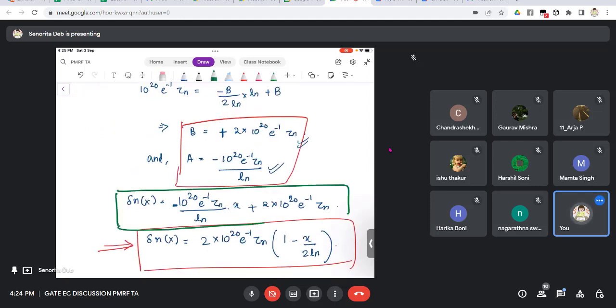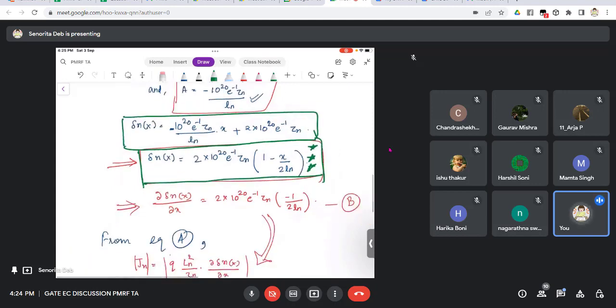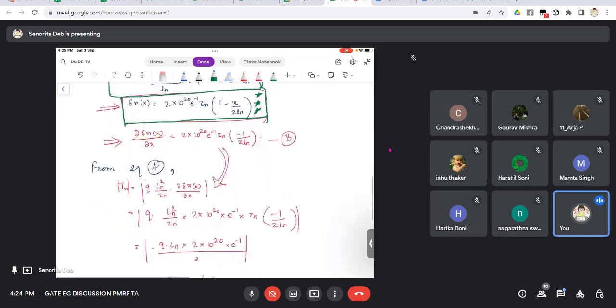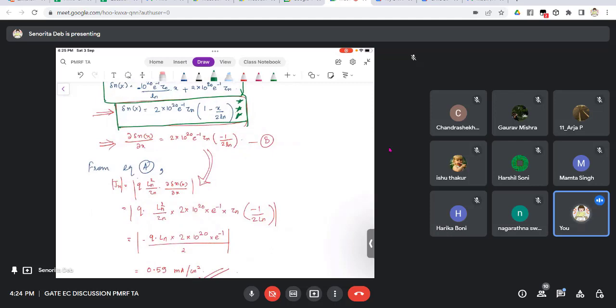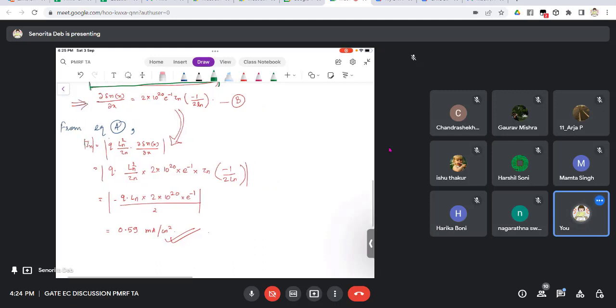So this is now an equation which can be differentiated. This is the main equation, and after that we will differentiate it and arrive at equation B, right? And from here we put the value in the first equation, which was the current density equation, q into Ln square by tau n into delta of delta n(x) by delta x. From here, stepwise, we will arrive at such a part of the equation where we can directly put whatever is given in the question and we will get the answer.